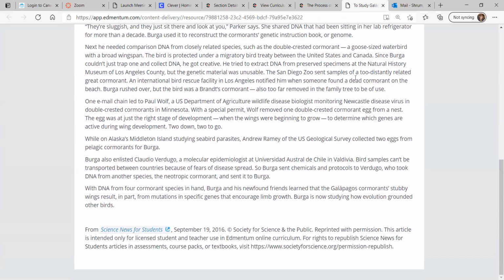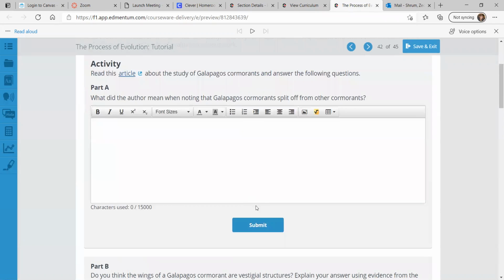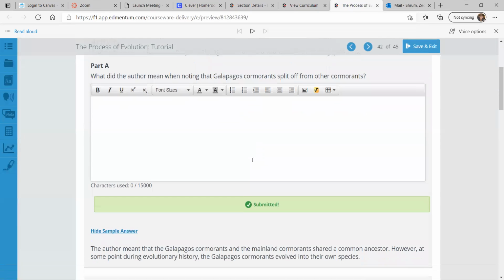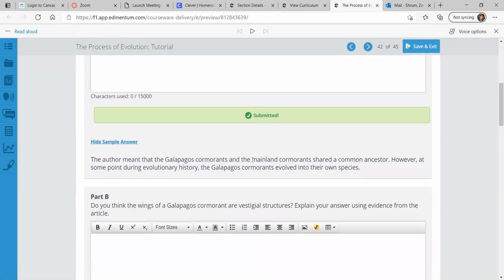So that was from 2016. Now we can go back to the questions. What did he mean when the cormorant split off from other cormorants? Well, the author meant that the Galapagos cormorants and the mainland cormorants shared a common ancestor. But at some point in the evolutionary history, the Galapagos cormorants evolved into their own species.